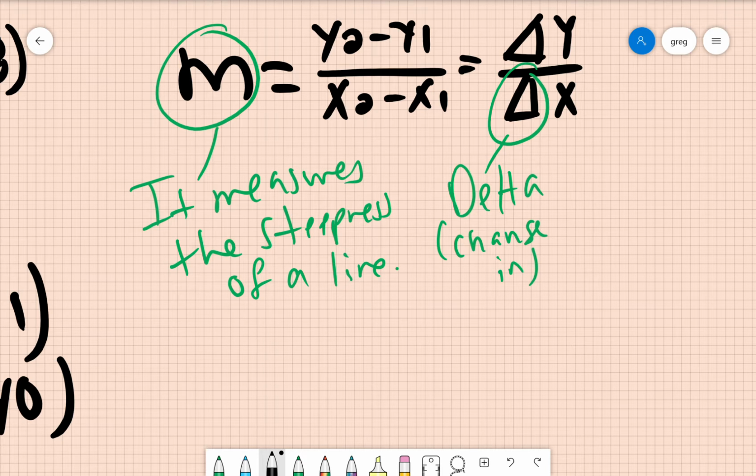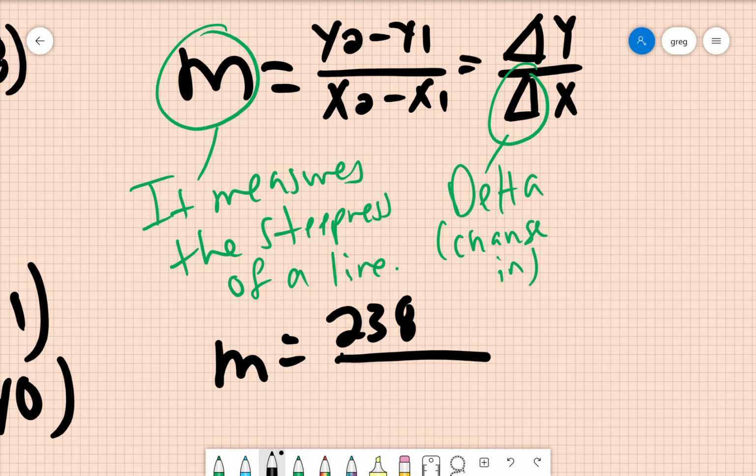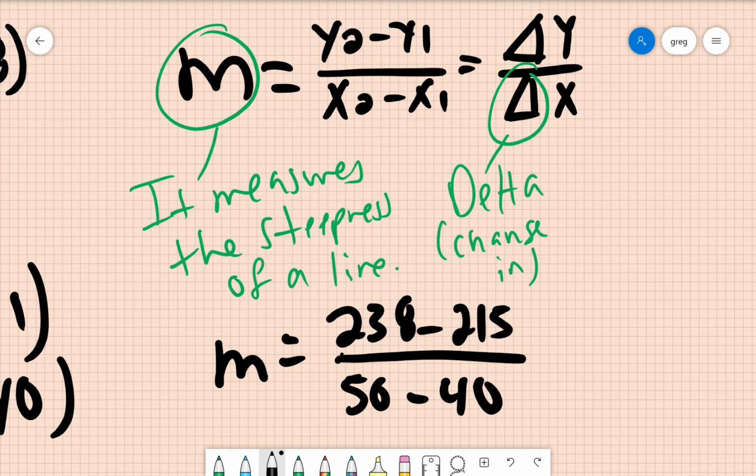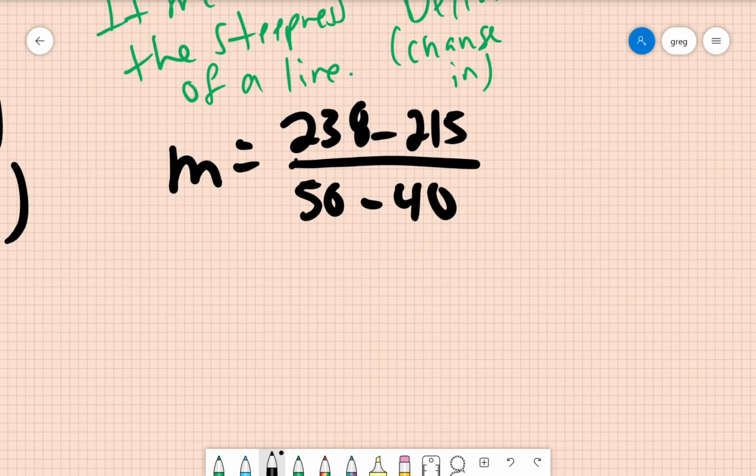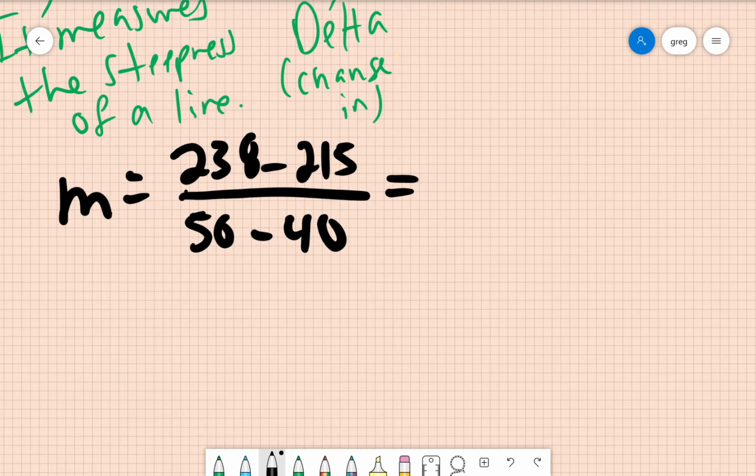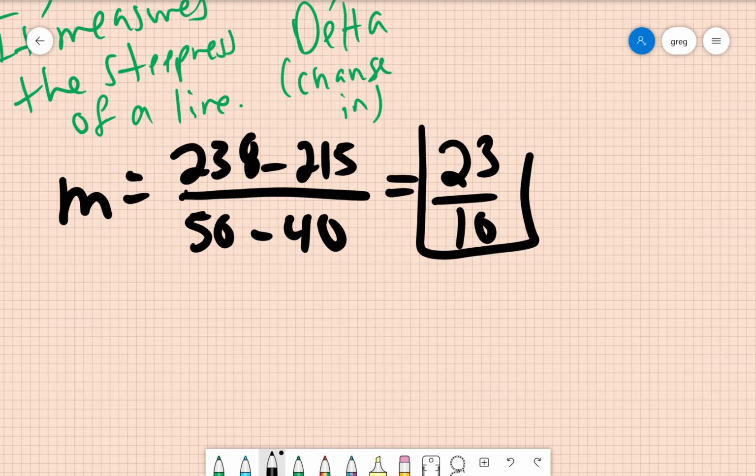So you're saying 238. So M is going to be 238 minus 215. Uh-huh. 50 minus 40. Beautiful. Now, 238 minus 215, Diego, what is that? 23. And then we know 50 minus 40 is going to be 10. Perfect. So we have our value of slope now.